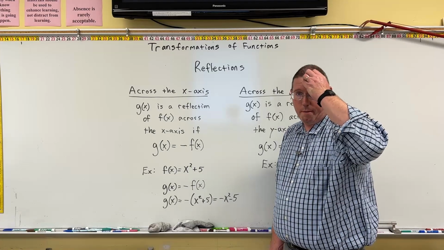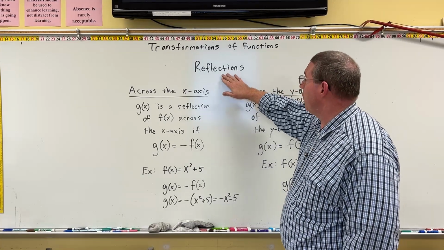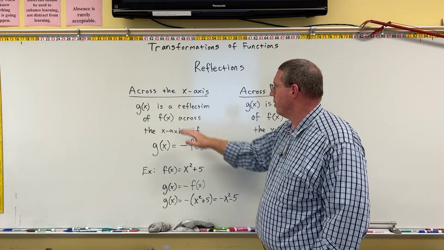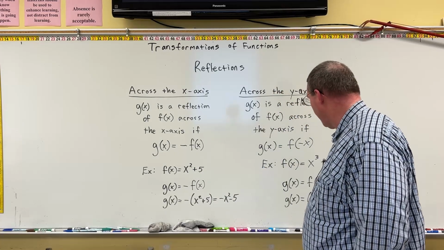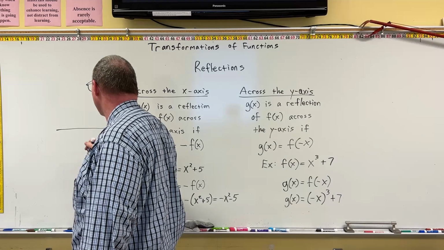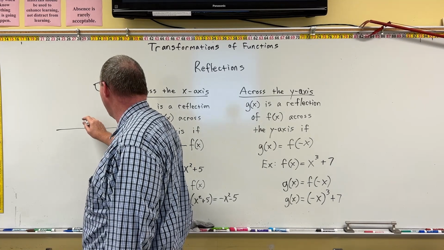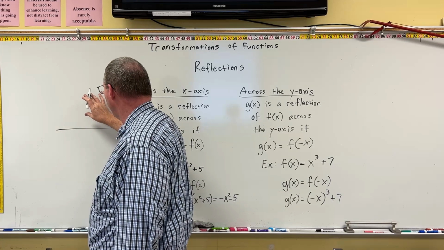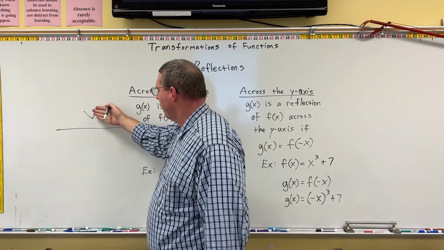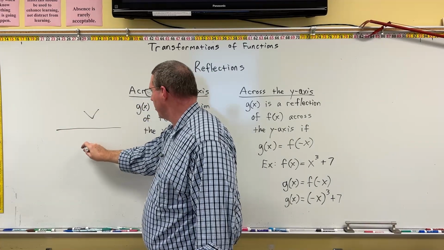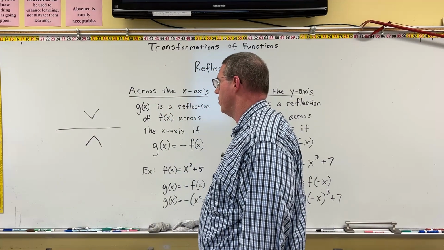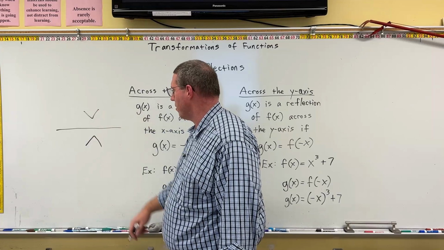Okay, so let's now talk about reflections as transformations of functions. We can have two kinds of reflections. We can have a reflection across the x-axis. A reflection across the x-axis would look like this. If this is the x-axis, and we have something on the upper side of the x-axis, like a V shape, it would be reflected. This would be a mirror. It would be reflected across the x-axis, and it would look like a mirror image over the x-axis. Okay, that is a reflection across the x-axis.